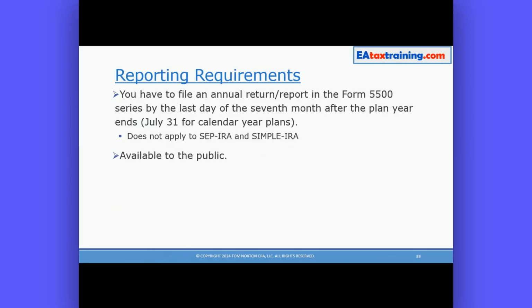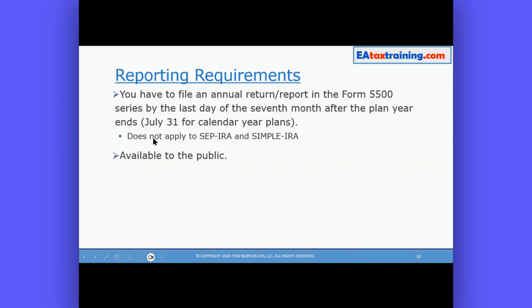Moving on to reporting requirements for qualified plans. You have to file an annual return on the Form 5500 or one of the 5500 series by the last day of the seventh month after the plan year. So that's July 31st for calendar year plans. So you will want to remember that last day of the seventh month is when the Form 5500 is due. However, these 5500s do not have to be filed for the SEP IRA and the simple IRA. The simple 401k, yes. The simple IRA, no.